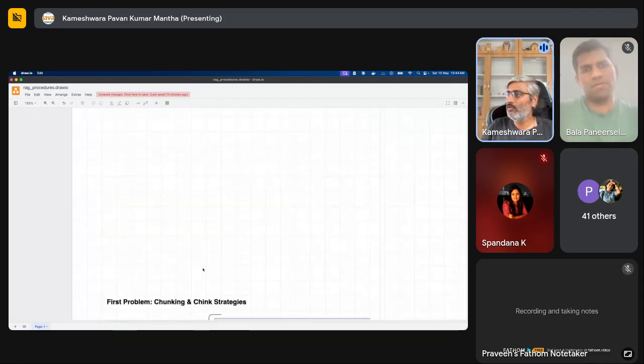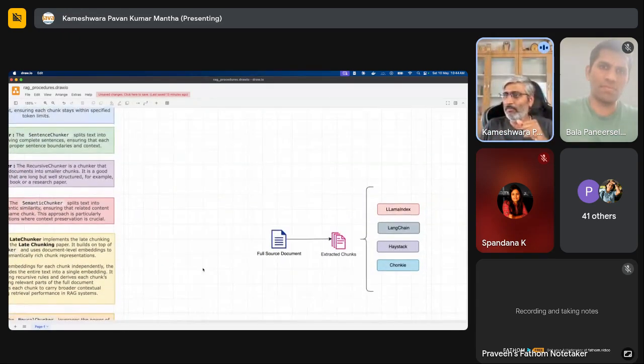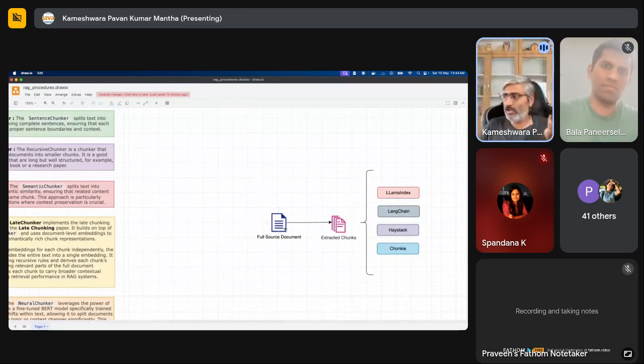And now comes chunking strategies. Okay, so these are the names that you have seen. But before that, you have the full source document, and then you have chunks extracted, because that's what we've been talking about for the last half an hour, chunking. So how can you do chunking?